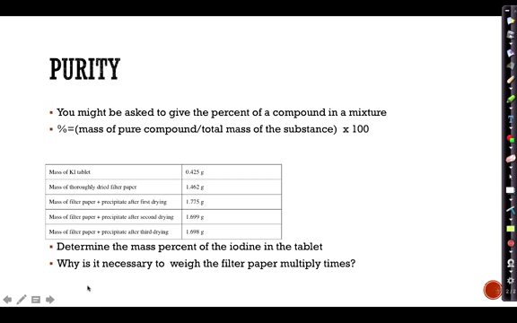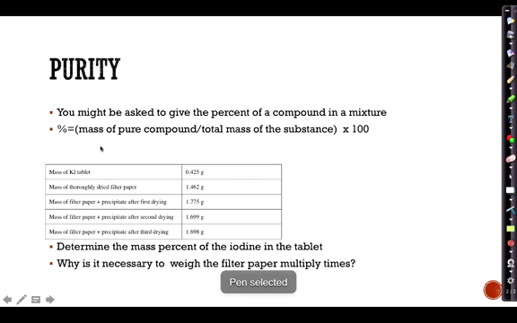All right, so another question that they could ask you is about the purity of a substance. So you might be asked to give a percent of something, of a compound or a substance in some sort of mixture. So anytime we're finding percentage, we find the mass of the pure compound or that substance, and then divide it by the total mass of that substance or mixture.